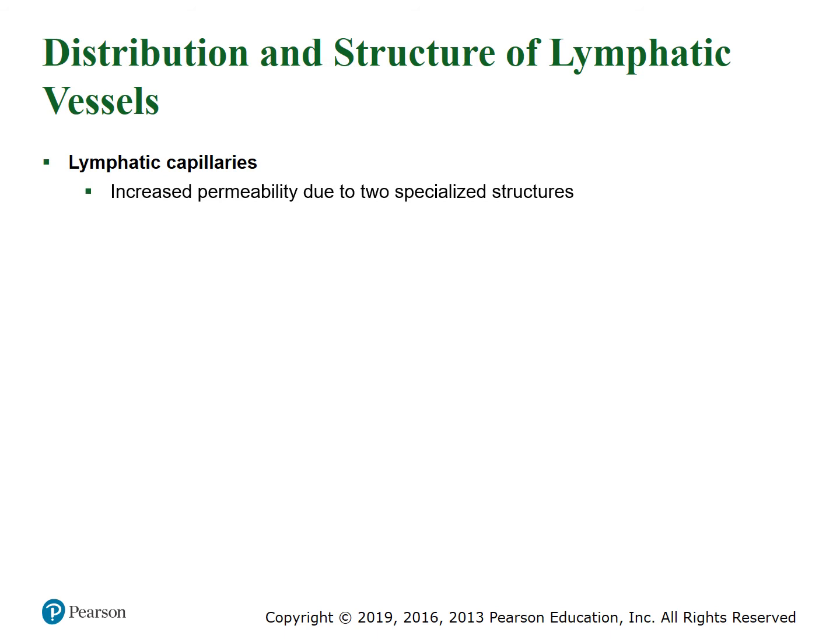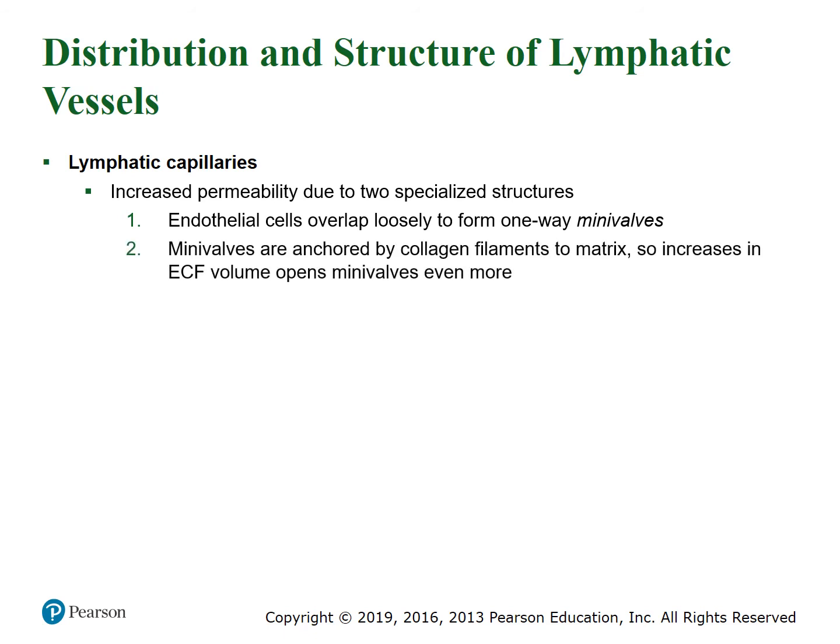Lymphatic capillaries have this increased permeability for two reasons. First of all, the endothelial cells that make up the lymphatic capillaries overlap to form one-way mini valves. These are anchored by collagen filaments to the matrix of the tissue around them. What this means is that increases in extracellular fluid volume open these mini valves even more and actually make the lymphatic capillaries more permeable. A decrease in extracellular fluid will cause these valves to close.